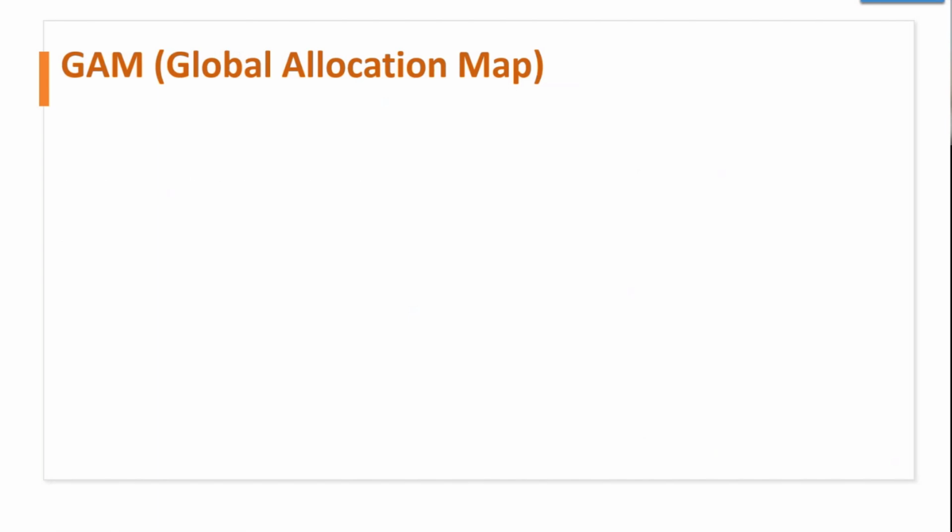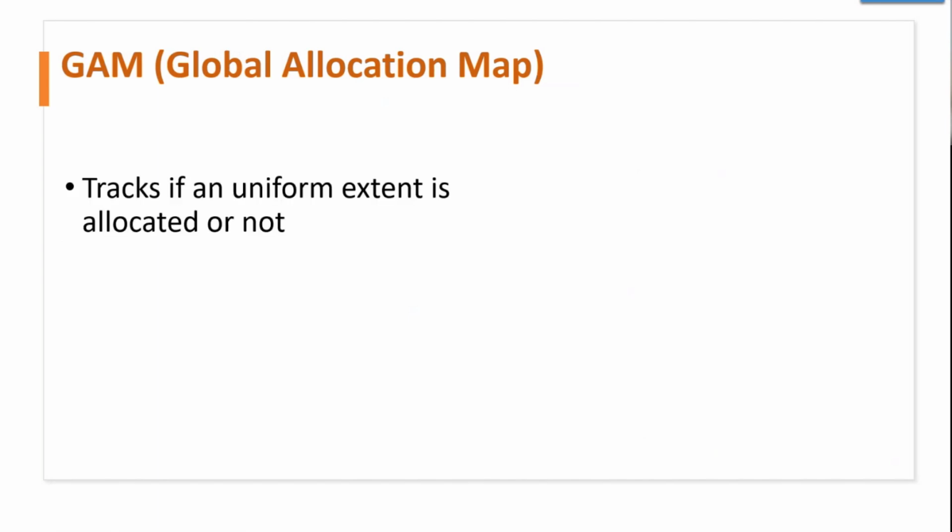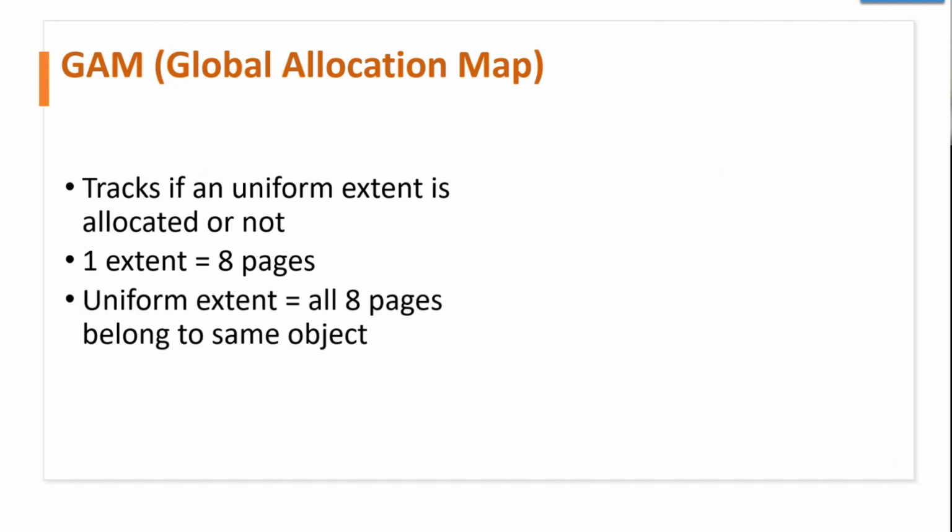And the second thing is the GAM page. This is the global allocation map. This page tracks if a uniform extent is allocated or not. What is an extent? 8 pages. And what is a uniform extent? All 8 pages have the data of the same object.